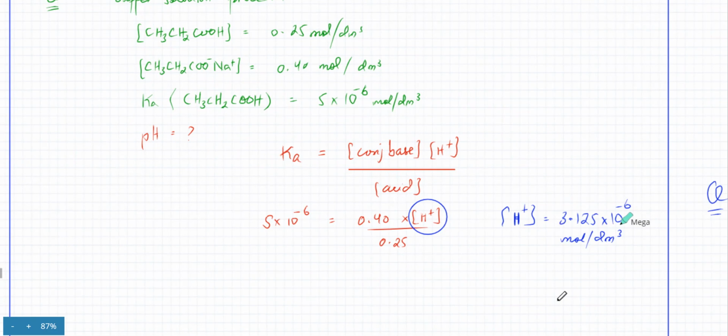Now the pH, we need to do a negative log. So it's coming out to be 5.5. That's going to be your pH, right? So this is the entire question.